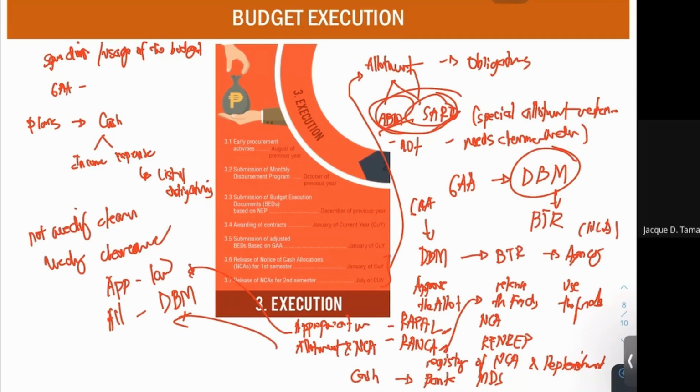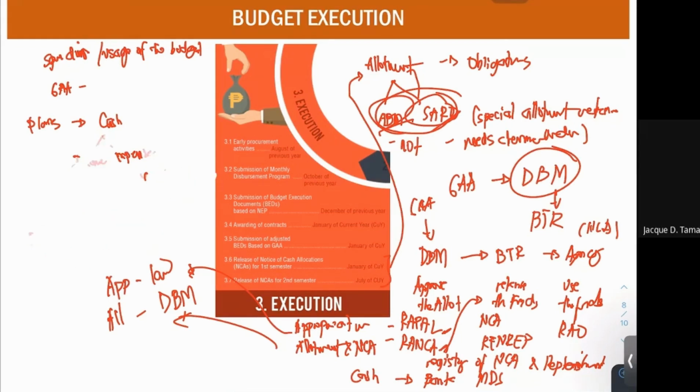So the agency will record it to the different RAO, the Registry of Allotment and Obligations.